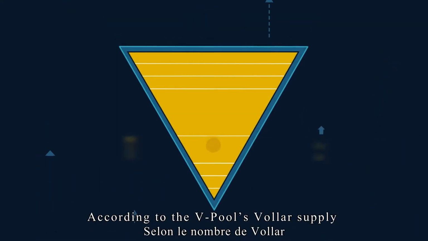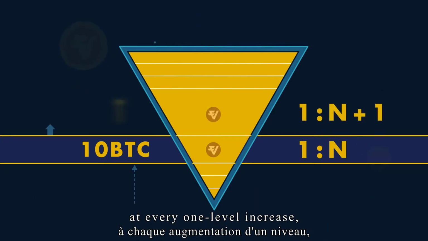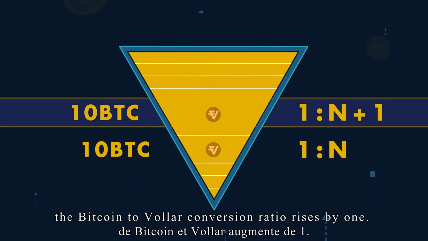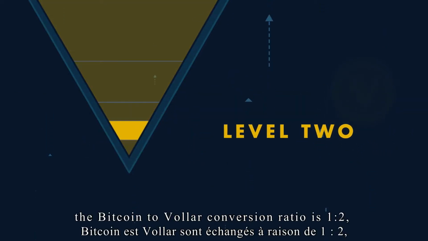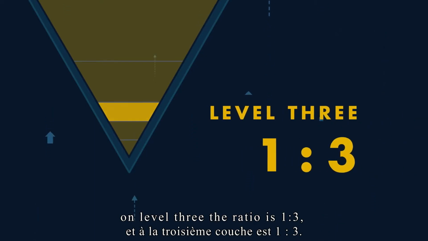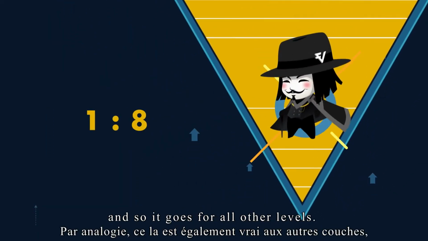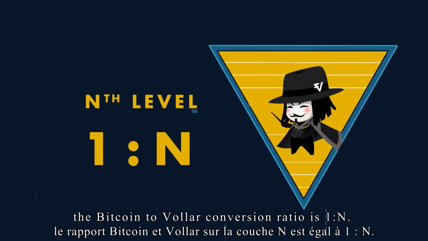According to the V-pool's Vollar supply and upper limits on Bitcoin conversion, at every one level increase, the Bitcoin to Vollar conversion ratio rises by 1. For example, on level 2, the Bitcoin to Vollar conversion ratio is 1 to 2. On level 3, the ratio is 1 to 3. And so it goes on for all other levels. On the nth level, the Bitcoin to Vollar conversion ratio is 1 to n.